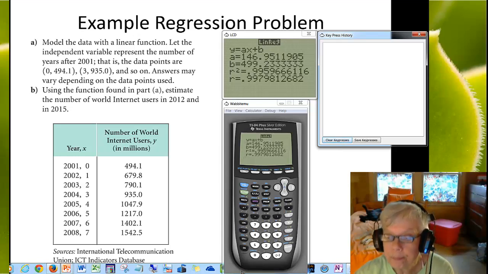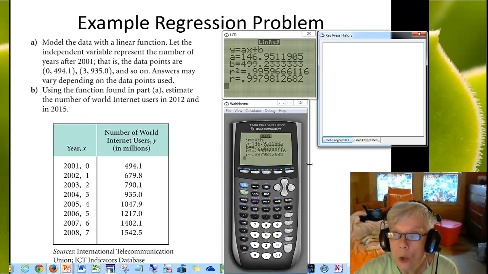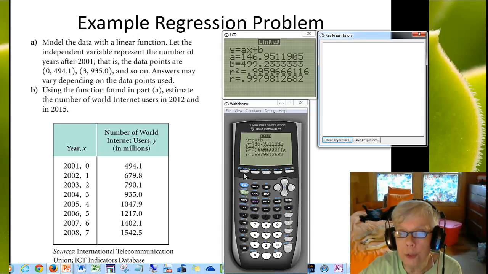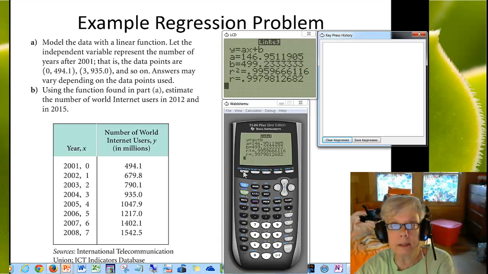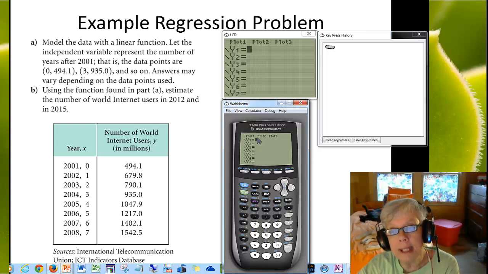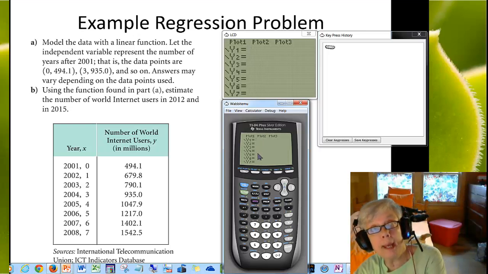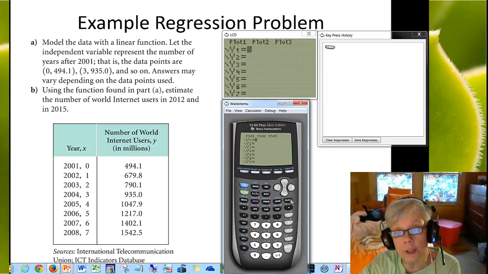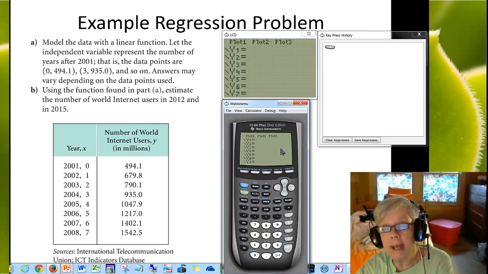Okay. Now, we're going to do the following. Don't erase any of this, but go to the Y equals key. I want everything to be gone from there, okay? You need to have what I have here, which is nothing typed in. So if it is, hit the clear key. That will make everything go away.